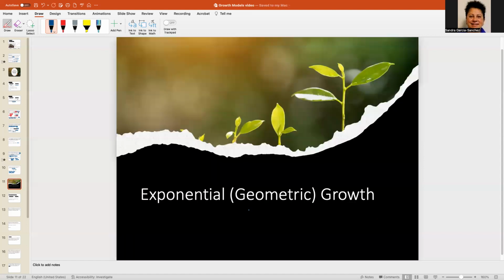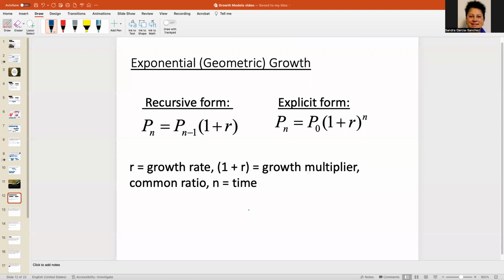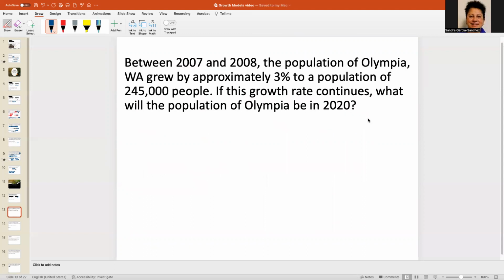Okay, let's go to the exponential growth. Here are the explicit and recursive forms. We don't use the recursive form too much in the exponential growth, mostly the explicit form. One thing that we have to remind you is that this is called the growth multiplier or common ratio, and R is the growth rate, and n again is time, and P sub 0 the initial amount. P sub n the amount at the end.